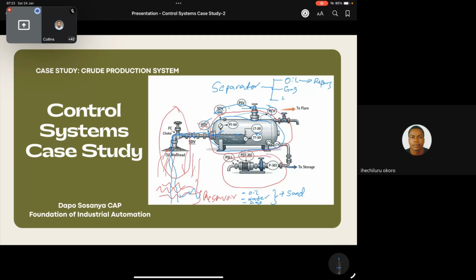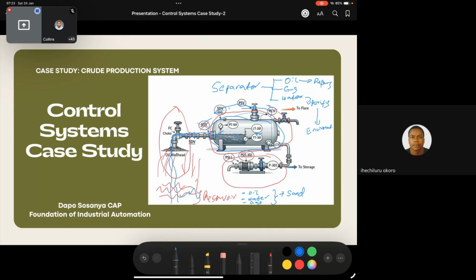Then water. So we take this water, we purify it, and then return it back to the environment. We have enough water, so we don't need to store it. So that's essentially what this process is about, right?